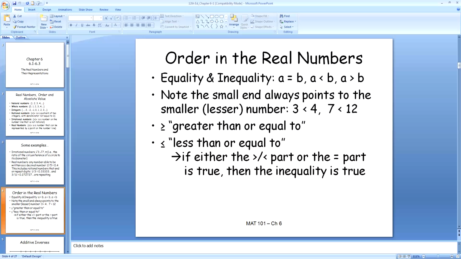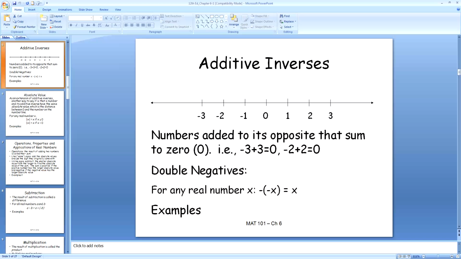So if we're talking about inequalities in numbers, in real numbers, or any types of numbers, and we're asked to find out whether or not the statement is true, be very careful that for either part of the mathematical statement, less than or equal to, or greater than or equal to, if either part of that is true, then the inequality is true.